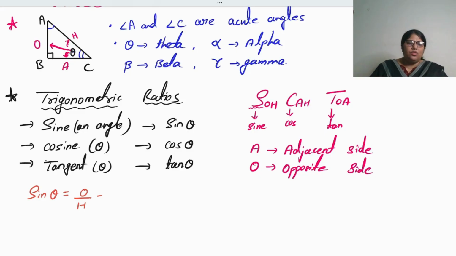So what is the opposite side to theta here? It is side AB, and the hypotenuse is AC. So sine theta is AB by AC.